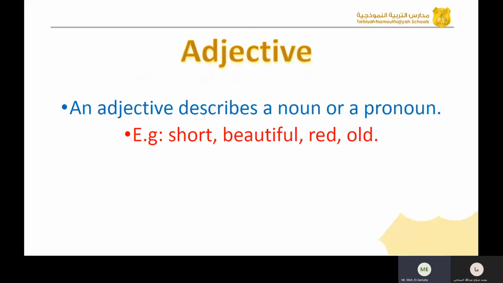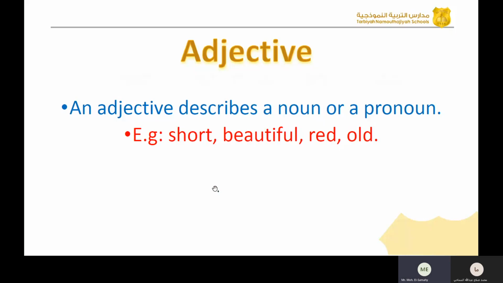By the way, the word adjective is divided into two parts: add and adjective. Add means addition, to add something. Adjective is a Latin word which means name. So the adjective is a word that is linked to a name, noun or pronoun in order to describe it. For example, short, tall, beautiful, red, old, young, and so on.